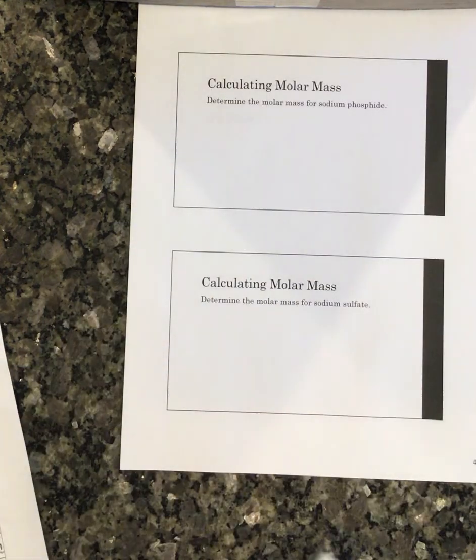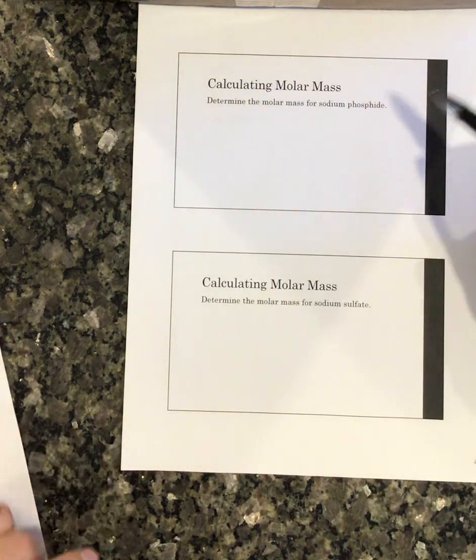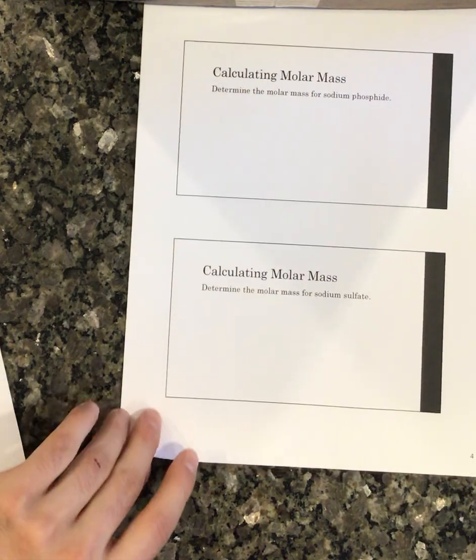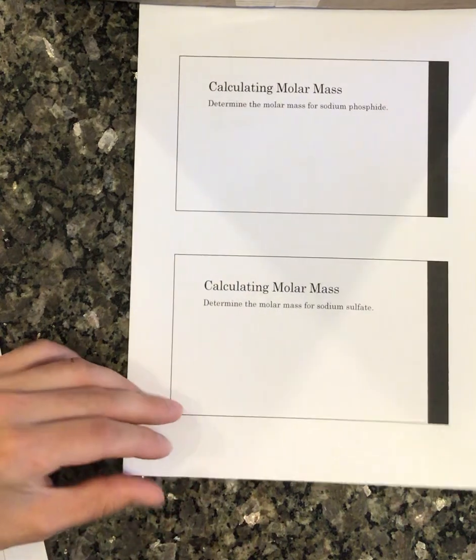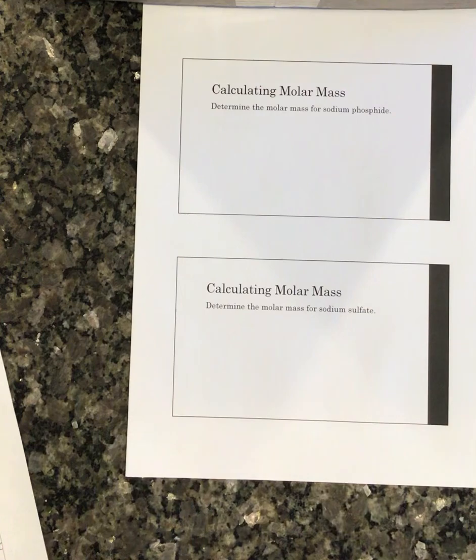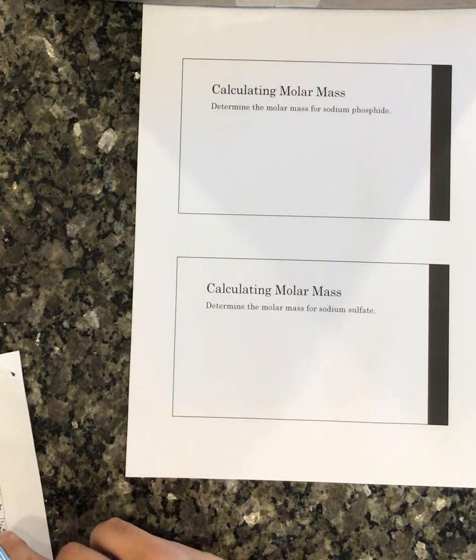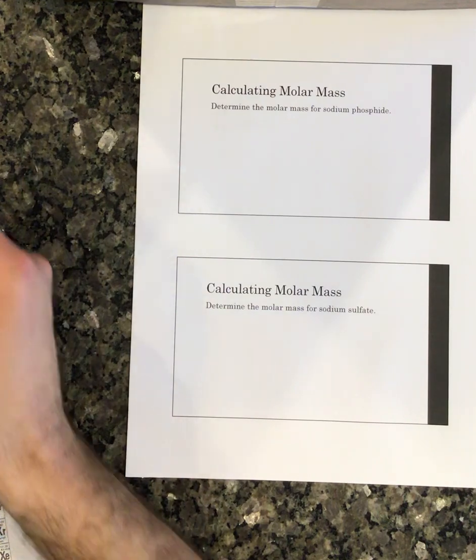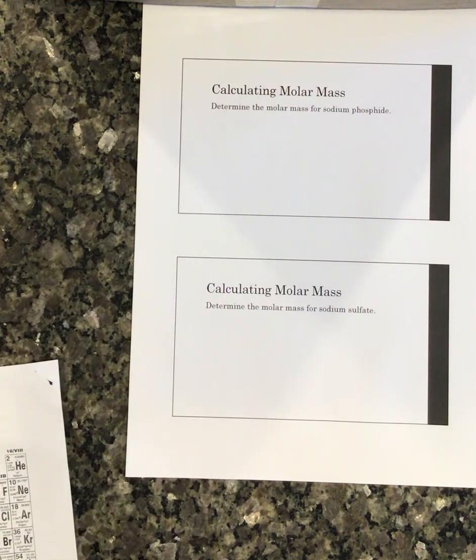All right, what I want you to do is try the next one. It says determine the mass for sodium phosphide. So what you're going to do is come up with what the formula is and then add up what you need and get that final total mass. And once again, it's called our molar mass, so it needs to be in grams per mole. Okay, so pause the video, try it out, and see if you get the right answer.